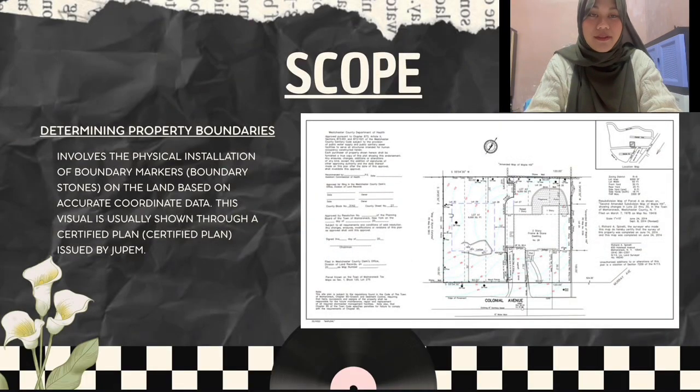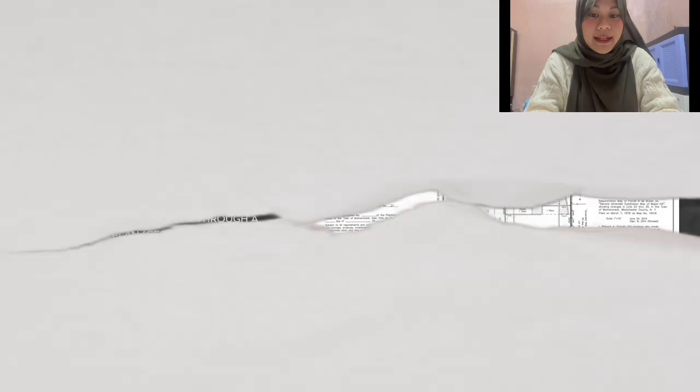There are 5 scopes in cadastral survey. Number 1 is determining property boundaries. It involves the physical installation of boundary markers on the land based on accurate coordinate data. This is usually shown through a certified plan.